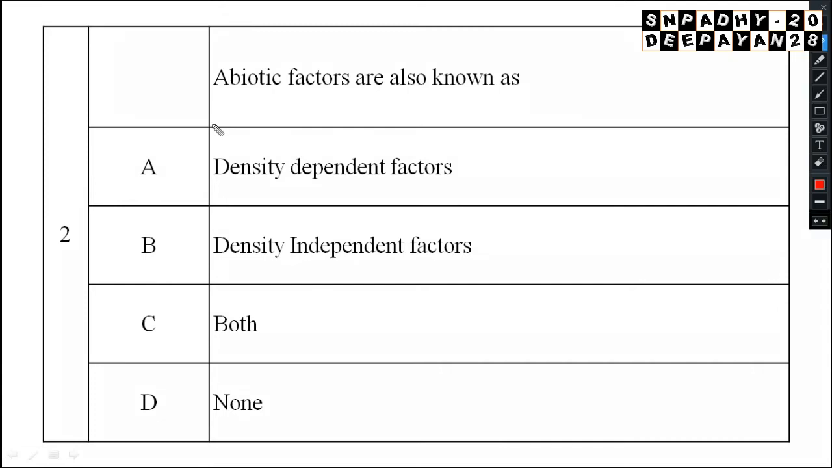Coming to the next question, abiotic factors are also known as. If biotic is density dependent, then abiotic is which one? That will be your density independent factor. Just like your temperature, rainfall, those things don't depend upon the density of the insects or any other organisms.